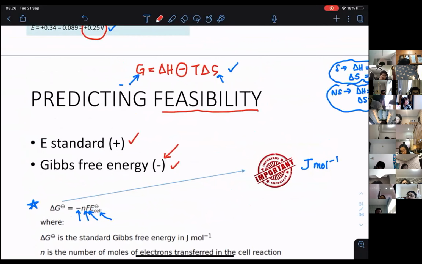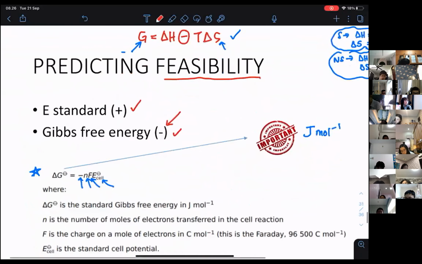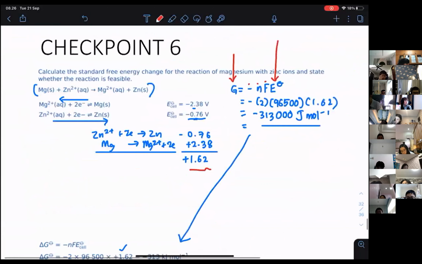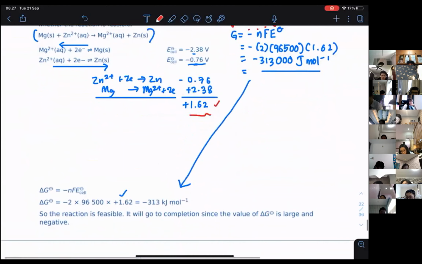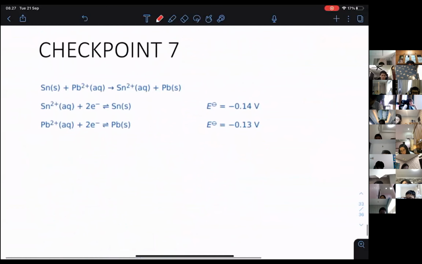Okay, and then we have that formula, unless they ask you to calculate the Gibbs free energy. In this case, they ask you to calculate. But if they ask you to predict, just by looking at this is enough to say whether they are feasible or not. But now they are asking you to calculate, then only you use the formula. So the next is going to be another example, in a similar way. They ask you to calculate.